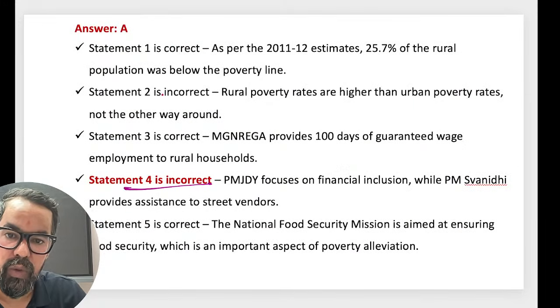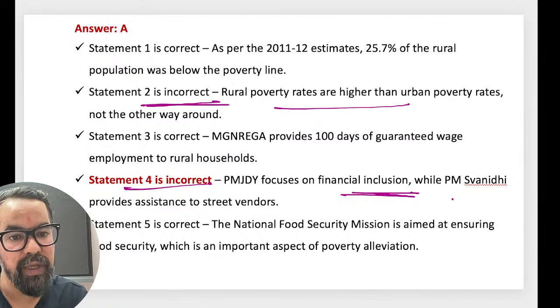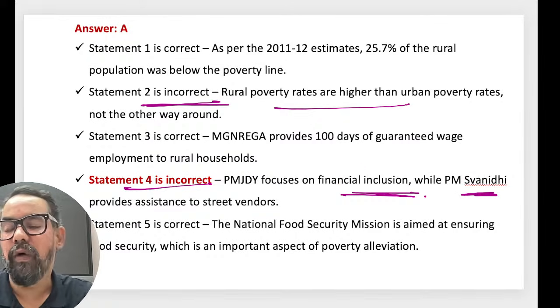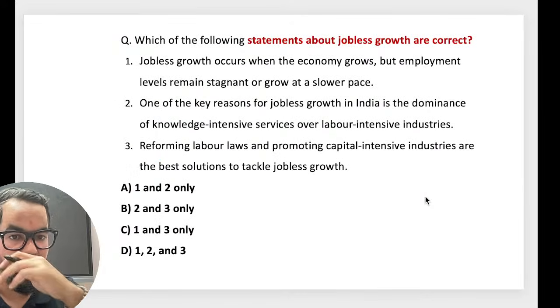Okay, 2 statements were wrong. Rural poverty rate is higher than this, and it is focused on this. PM SVANidhi is for the street vendors. During COVID-19 the government came up with that particular scheme. Next one.